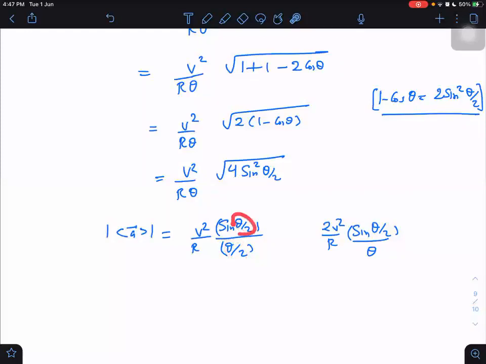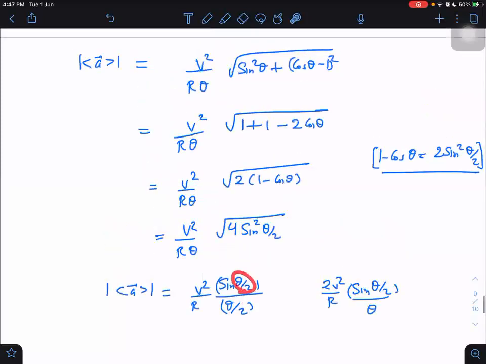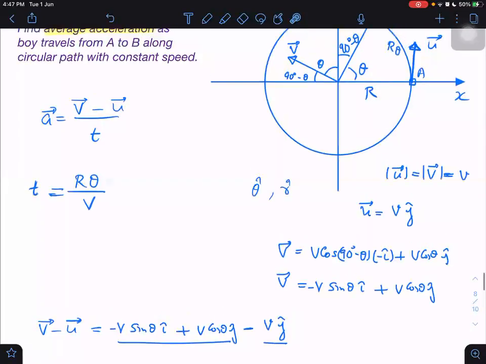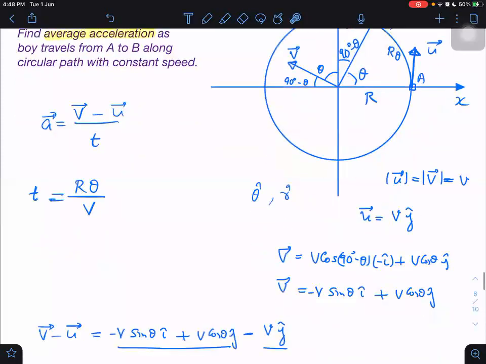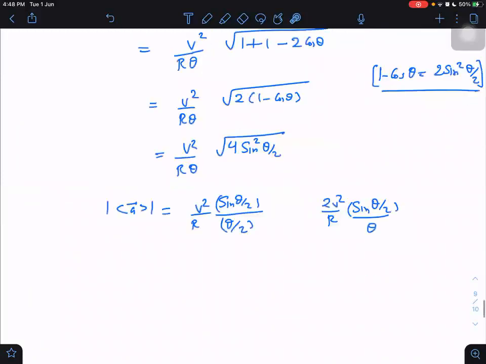And what angle is that? That angle is half of the angle moved. If the particle is moving from A to B in a circle, what is half of the angle moved? Half of the angle moved means theta by 2. So the answer we are getting is in terms of half of the angle moved. So this is right. This is good. Finally, we are getting it.